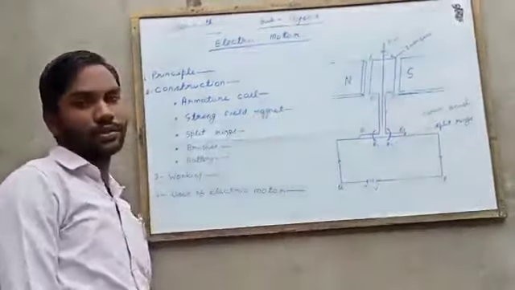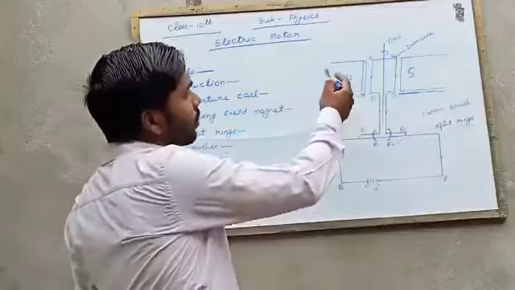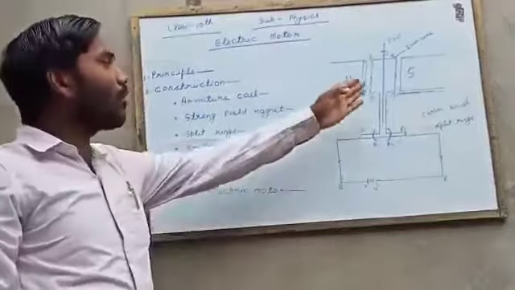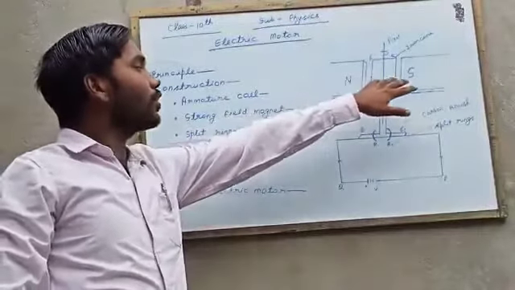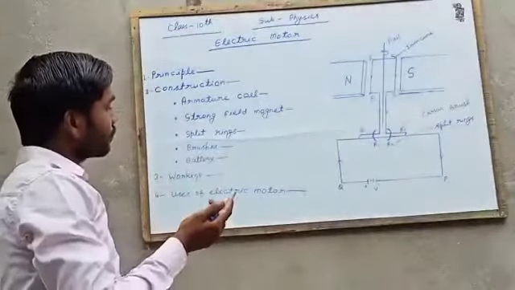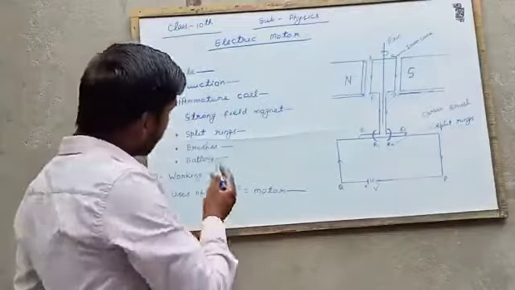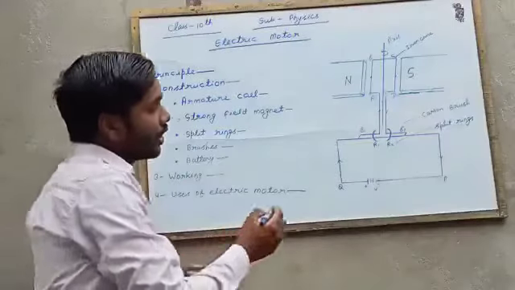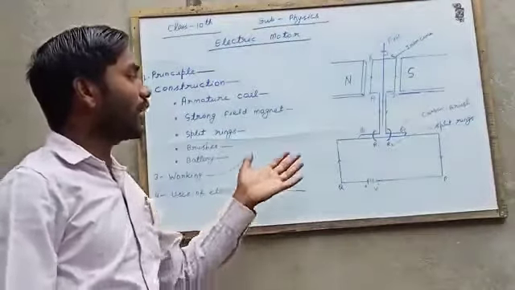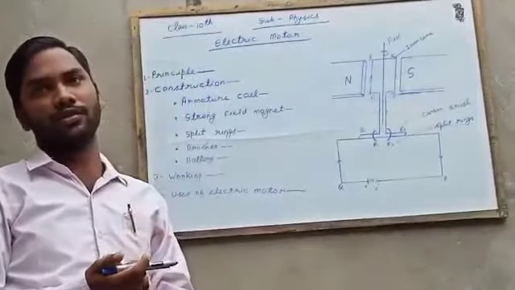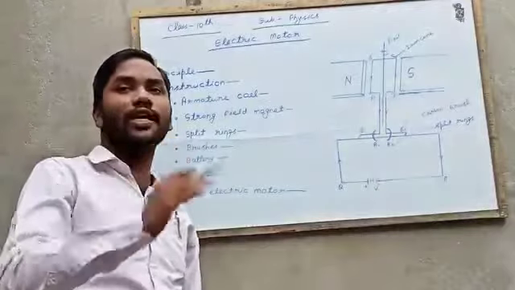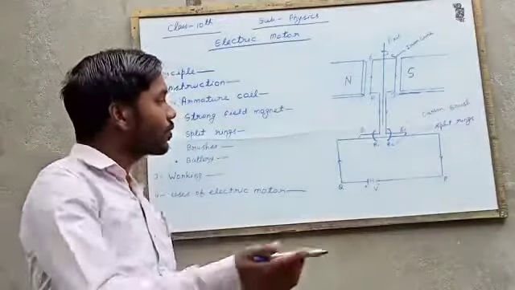Strong field magnet. Electric motor consists of a strong field magnet. The armature coil is placed between two strong poles, north and south poles. After that, split rings. You can see here R1 and R2. These two are split rings. Split rings change the direction of current.